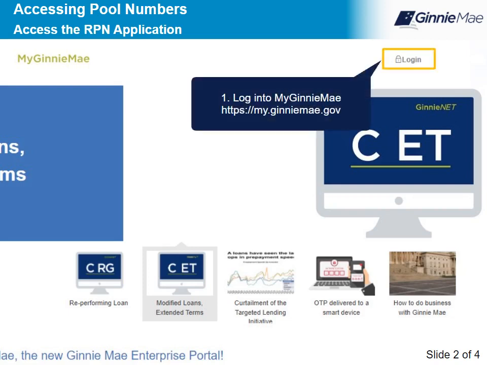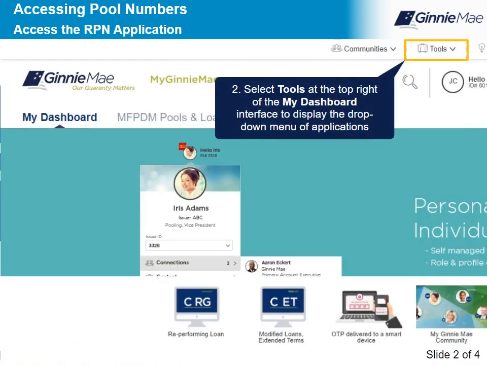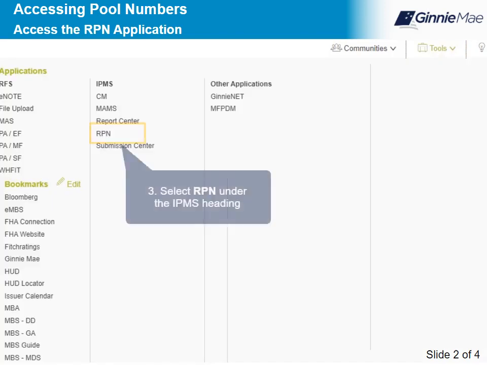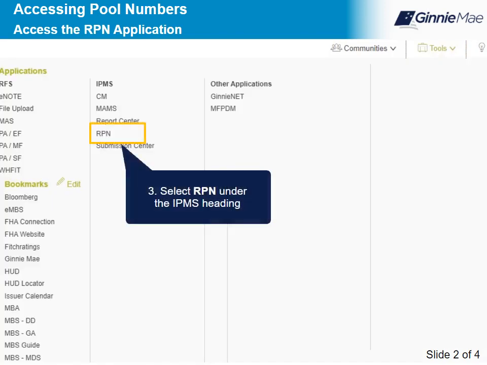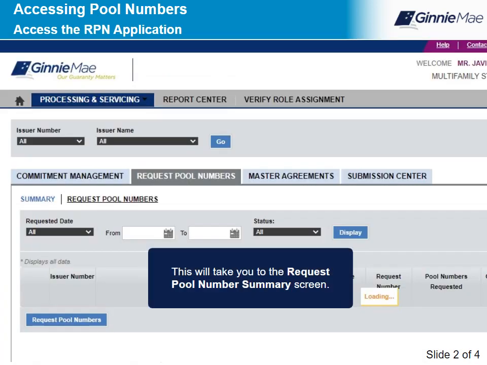To access the RPN application, follow these steps. 1. Log into My Ginnie Mae at https://my.ginniemae.gov. 2. Select Tools at the top right of the My Dashboard interface to display the drop-down menu of applications. 3. Select RPN under the IPMS heading. This will take you to the Request Pool Number summary screen.